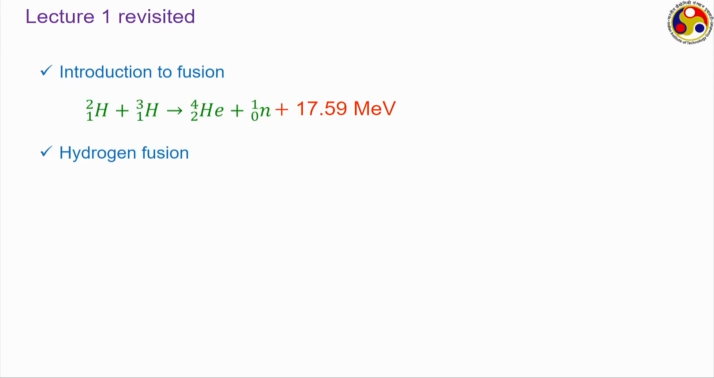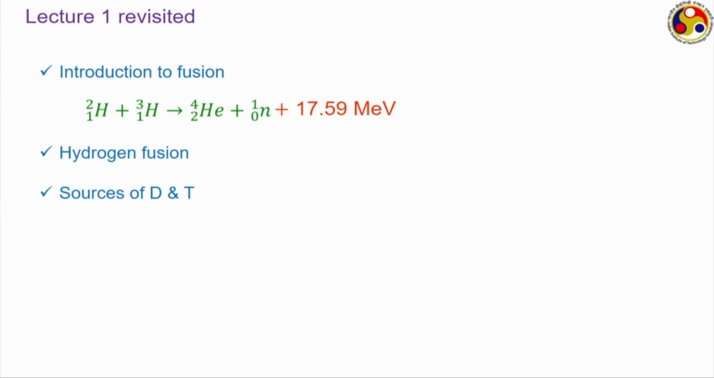But we have seen that the most common fuel that we can have for fusion is deuterium. Deuterium can participate in 4 different kinds of fusion reaction, 2 of them with deuterium itself. It can also participate in fusion reaction with tritium or helium-3 isotope. We have discussed in detail about the sources of deuterium and tritium.